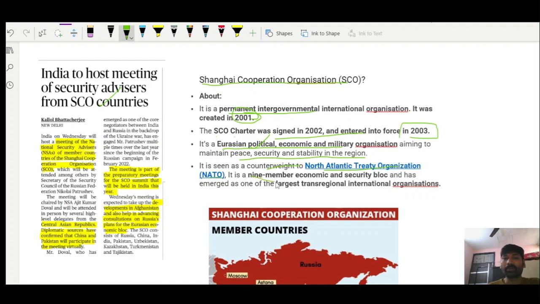NATO is an intergovernmental security alliance. Western Europe, the USA and Canada came together to establish a common security architecture in the backdrop of the threat from the then Soviet Union. And the Shanghai Cooperation Organization is a 9-member economic and security bloc that has emerged as the largest trans-regional and international organization.